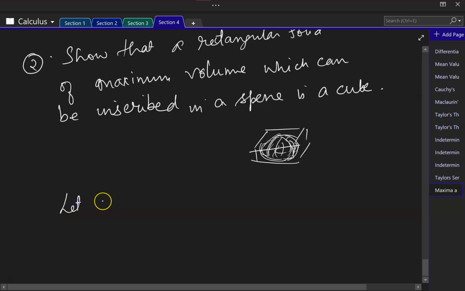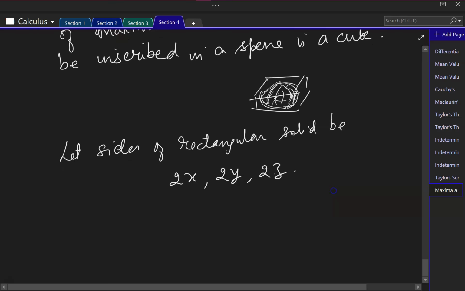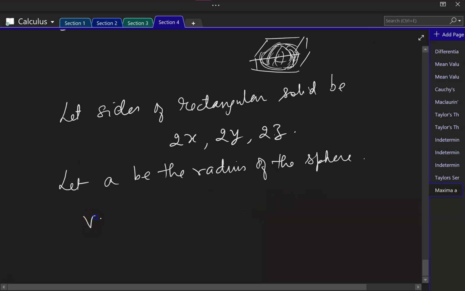Okay, so let the sides of the rectangular solid be x, y and z. Now see, if you take it as x, y and z and keep going forward, you might realize that you end up with tricky calculations. So let's make it as 2x, 2y, 2z. Now let a be the radius of the sphere. Now the volume would be what?